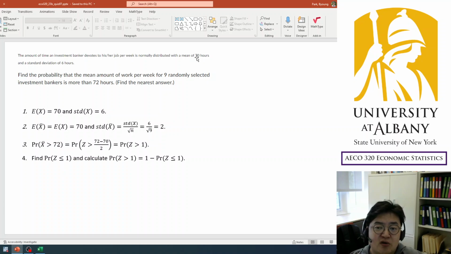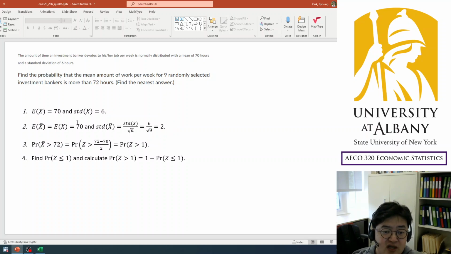So from here, the mean is 70 hours and the standard deviation is 6 hours. This is when you randomly choose a single banker, then the distribution would be 70 and 6, a standard deviation of 6. So we have these. For the sample average with 9 bankers, the expectation of the sample average will be the same, but the standard deviation of the sample average will be divided by the square root of n. Here, the square root of 9 is 3, so the standard deviation of the sample average will be 2.